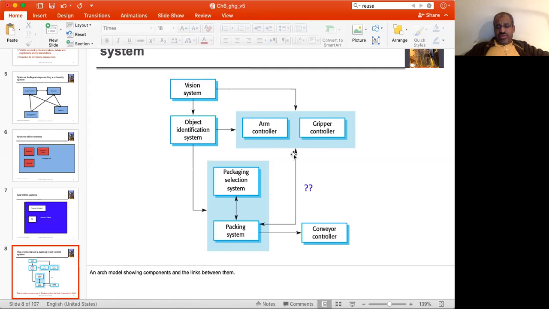And then we have another subsystem that comprises the software that controls the arm, as well as the software that controls the gripper, which is actually going to grasp the package. And then another subsystem for packaging. The packaging will have two parts. One part selects the packaging, so it has some reasoning ability to select which packaging type is going to be used, and the other part does the actual packing. And then there's a conveyor controller, because obviously it puts the packs onto a conveyor belt of some sort.